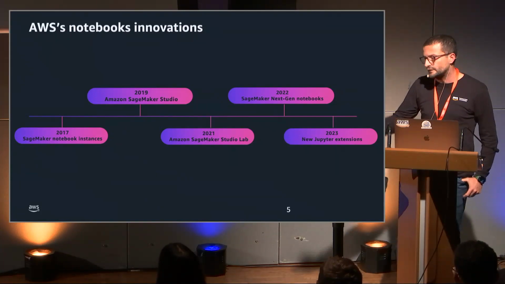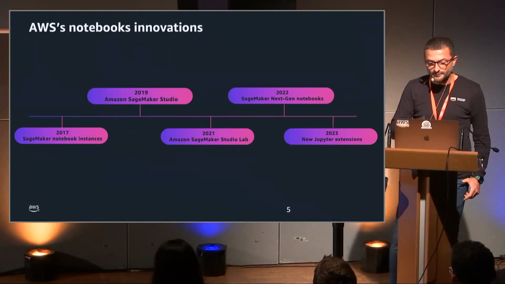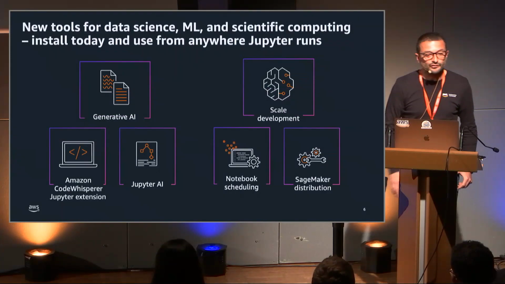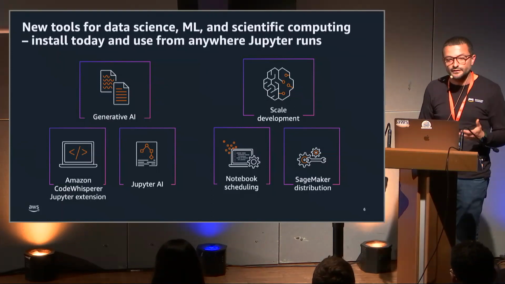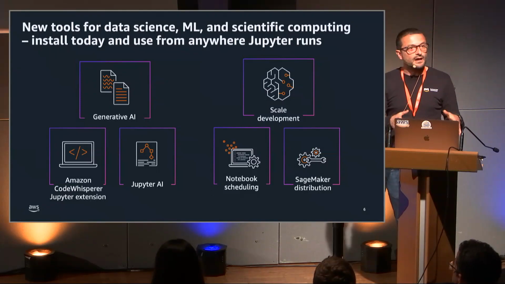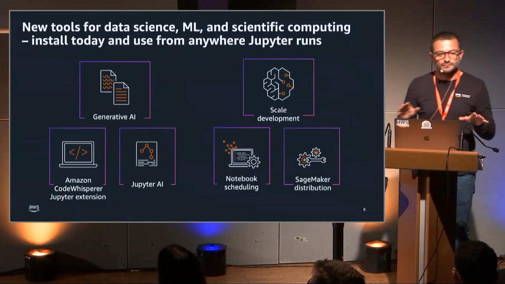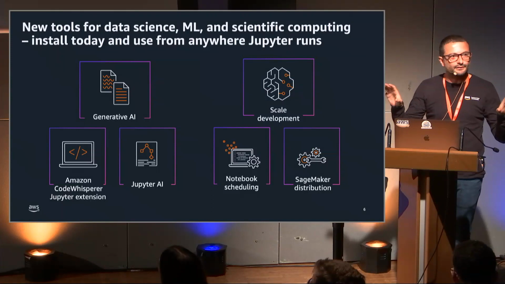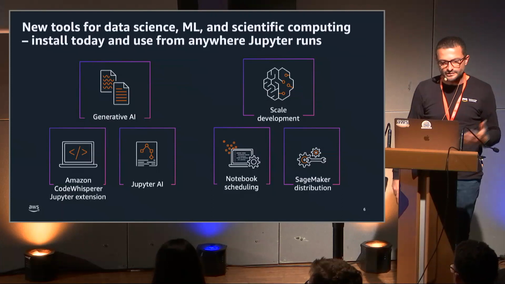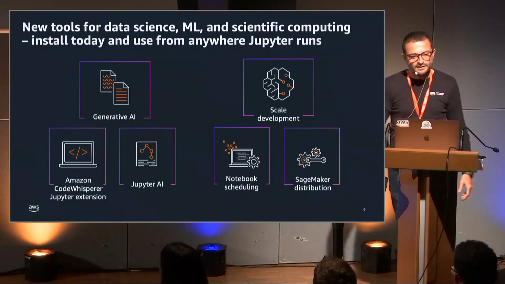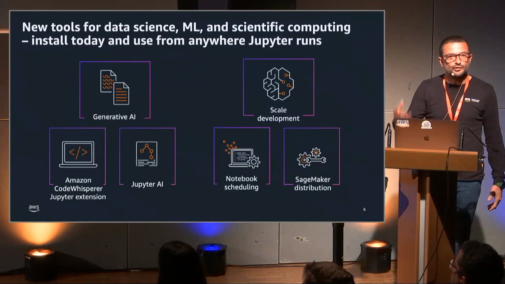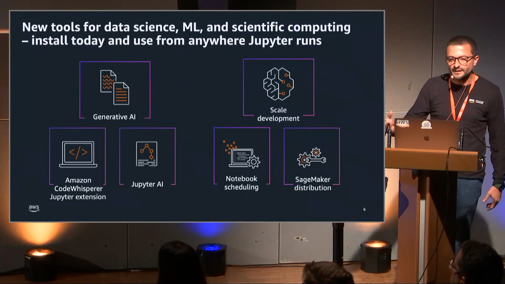And finally, in 2023, today, I'm happy to announce new innovations that we are introducing, new tools for data science, machine learning, and scientific computing. All these tools you can install today and use from anywhere Jupyter runs, and they fall into two categories: generative AI tools, so the Amazon Code Whisperer Jupyter extension, the Jupyter AI project, and then on tooling for scaling your machine learning development, we have the notebook scheduling extension and the SageMaker distribution.